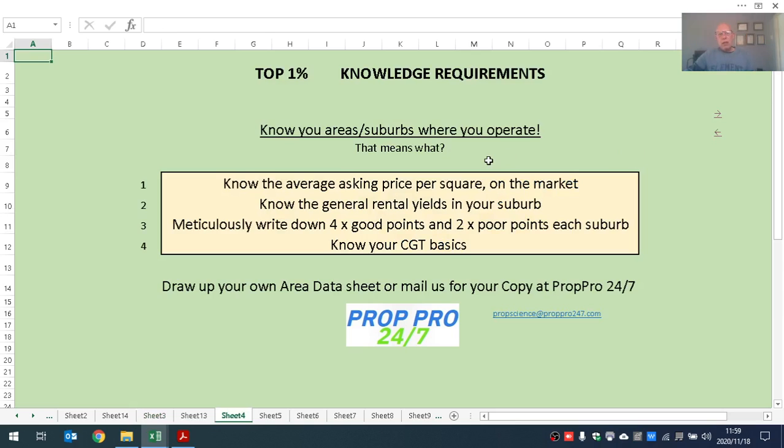The old cliche: know your areas, the suburbs where you operate. But what does it mean? It means know the average asking price per square on the market today. Know the general rental yields in your suburb. Meticulously write down 4 good points and 2 poor points of each suburb. And know your capital gains tax basics. You can draw up your own data sheet or mail us for a copy.